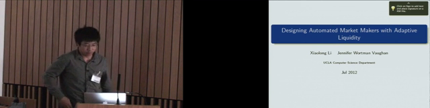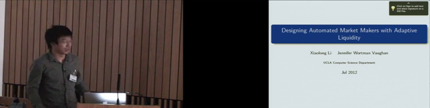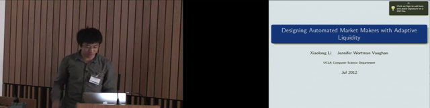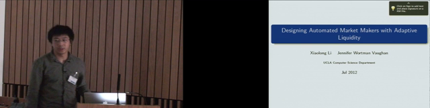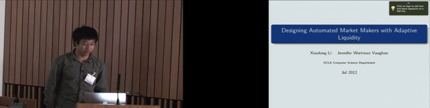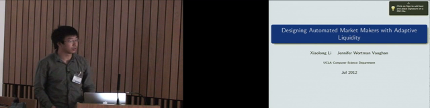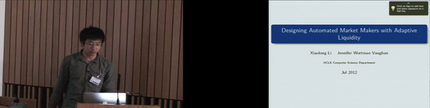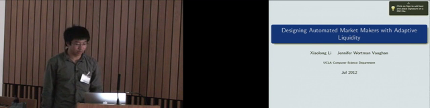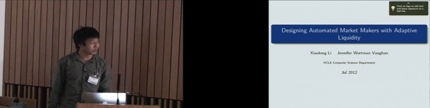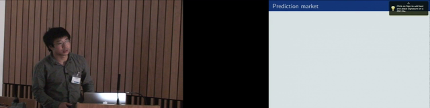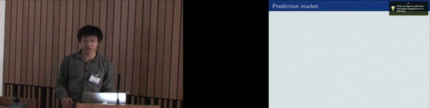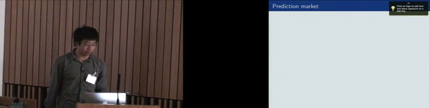Okay. So, yeah, Jake already introduced us. So, our topic is designing automatic market makers with adaptive liquidity. So basically, we are trying to explore the duality-based framework and try to find what kind of market maker has adaptive liquidity. So first, some background definitions, because I think some of them are already covered in the previous talk, so I will go over them very quickly.